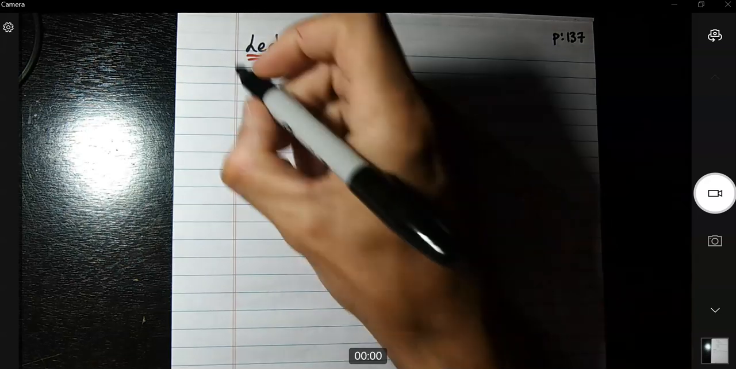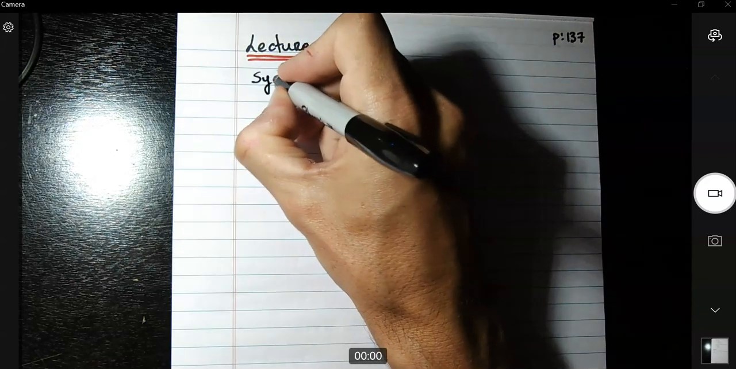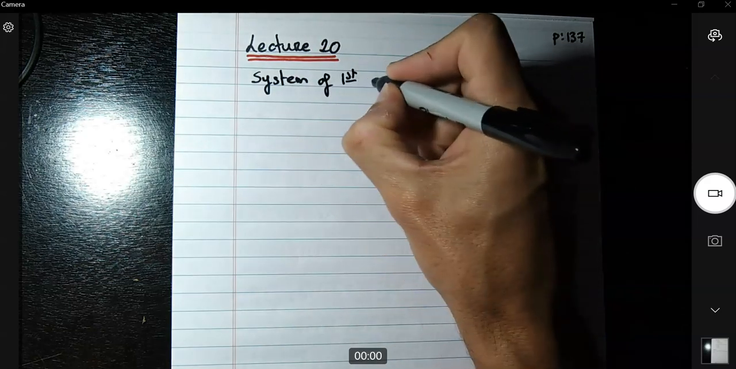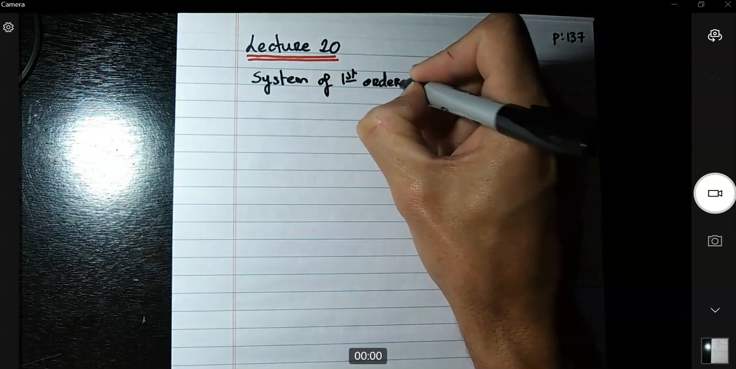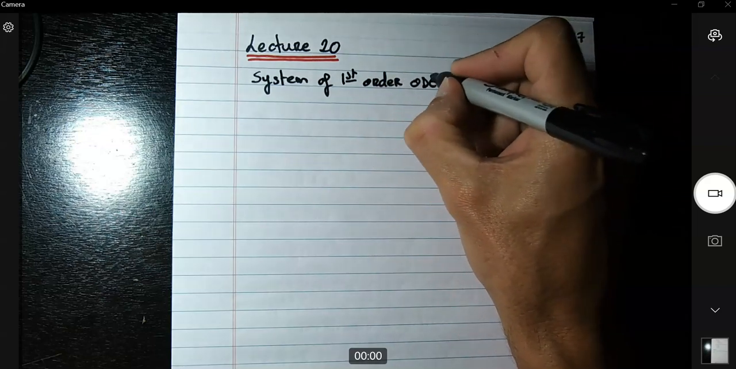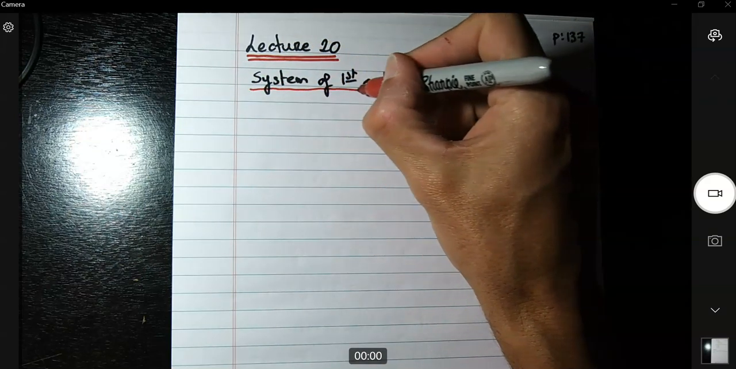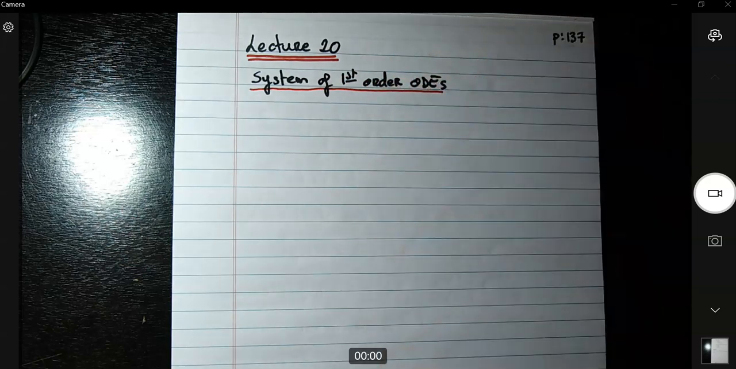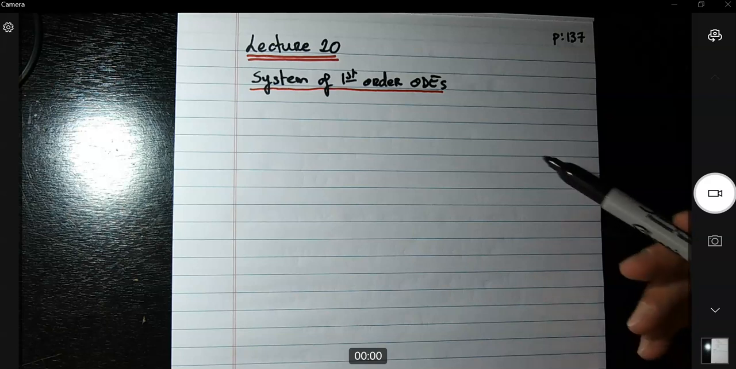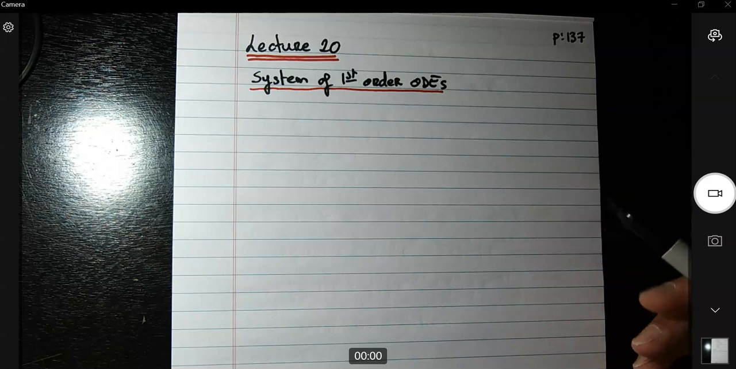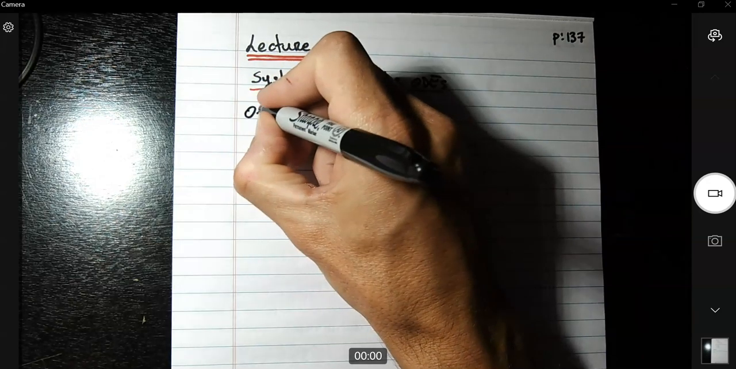Today we have lecture 20 and we're going to look at a system of first order ordinary differential equations. So instead of just having one equation, we can have a system of linear differential equations. The same way you have a system of equations, you can have a system of first order ordinary differential equations.